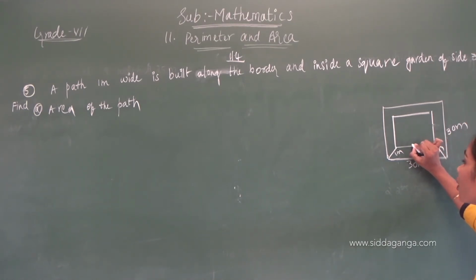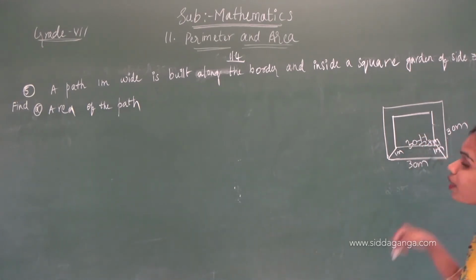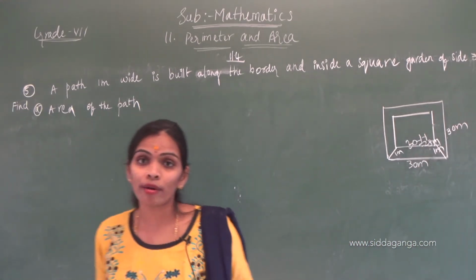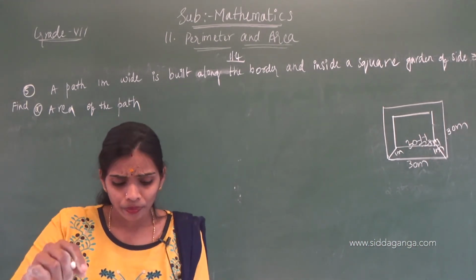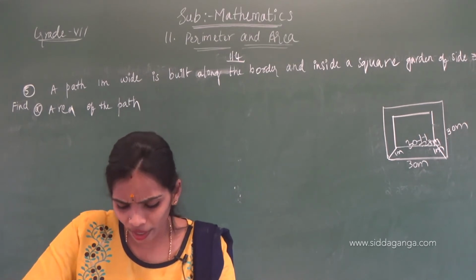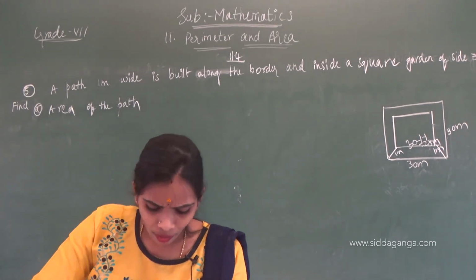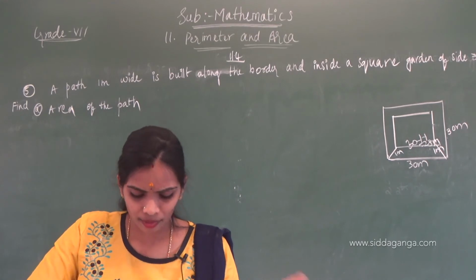If you want to find the inner square dimensions, it means 30 minus 1 minus 1, that is equal to 28 meter. Just you have to find the outer square and inner square area individually, and then we have to find the area of the path.